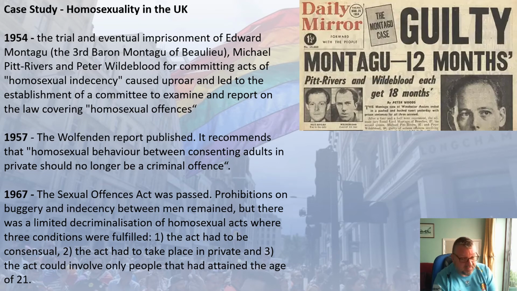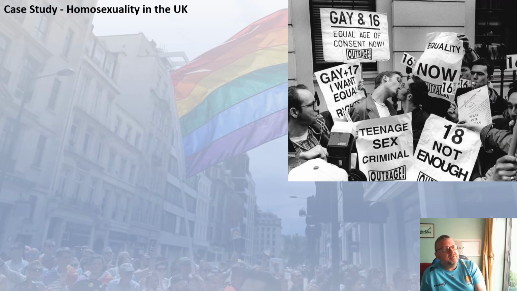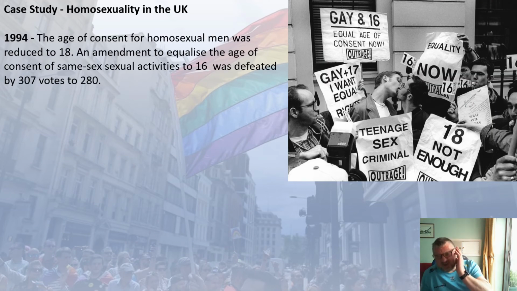It had to be in private, couldn't be in a hotel, and couldn't be anyone else present. So there were still elements of it that were illegal. So if 2 18-year-olds had sex, technically homosexual sex, against the law. And that then moves us on to 1994.